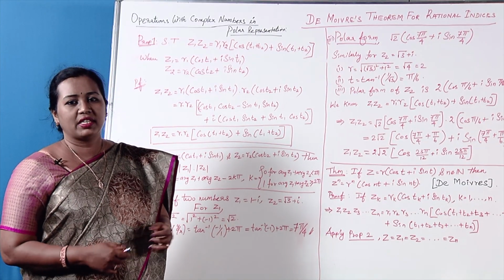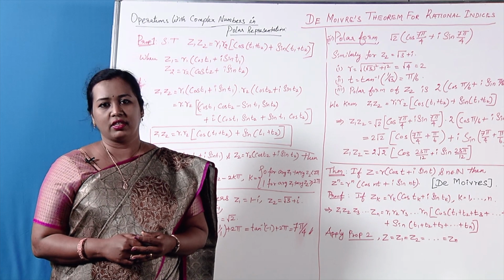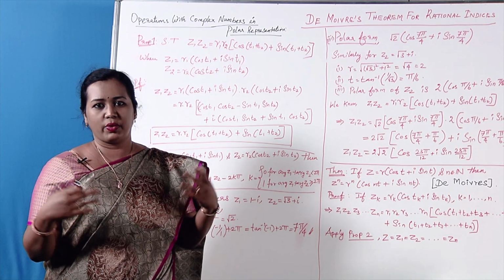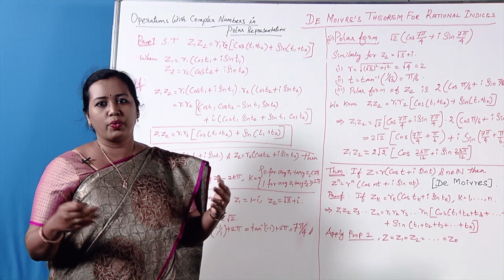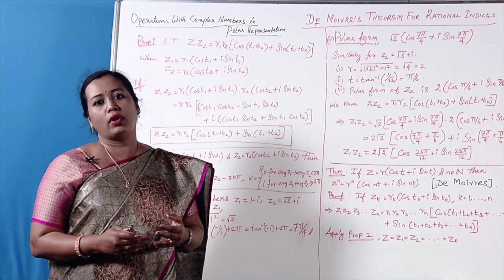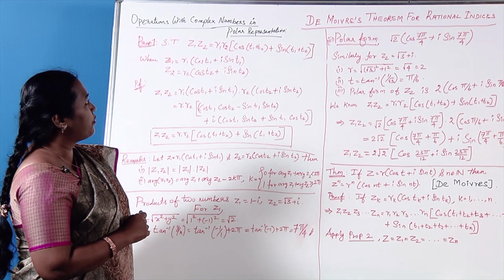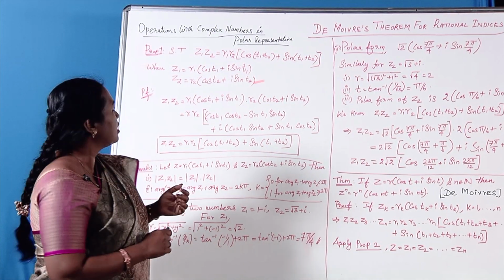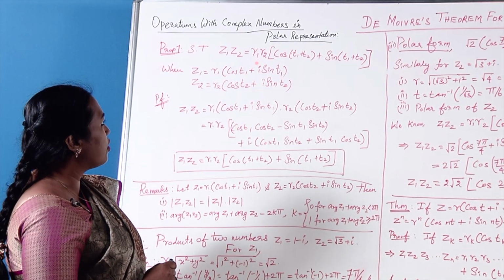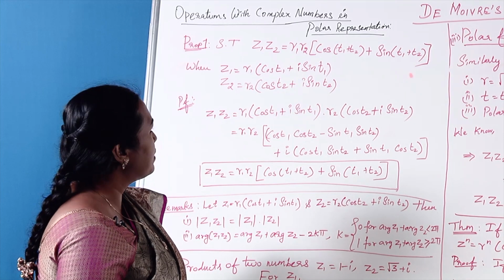So, we shall now see operations with complex numbers in polar representation. We already know about addition, multiplication, etc., but how do we do multiplication with complex numbers in polar format? That is what we are going to see now. For this we shall need some propositions, and this is proposition 1: Z1 Z2 is equal to R1 R2 [cos (T1 plus T2) plus I sin (T1 plus T2)].